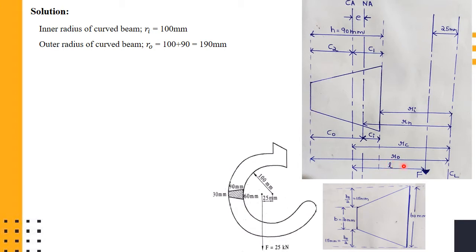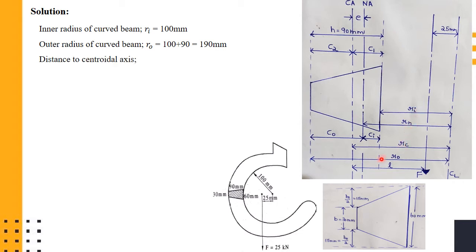190 mm. And one more parameter given is L, that is the length at which the force is acting with respect to the centroidal axis. Distance of the force component with respect to the centroidal axis, because force into L, the distance, will basically give you the moment. That's why L has been marked here. So R0 is completed, Ri is completed.